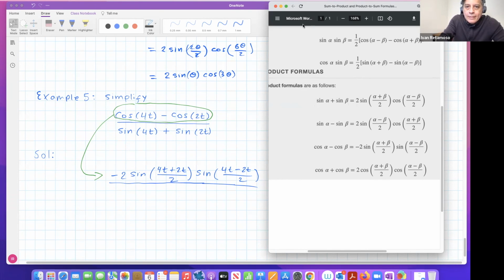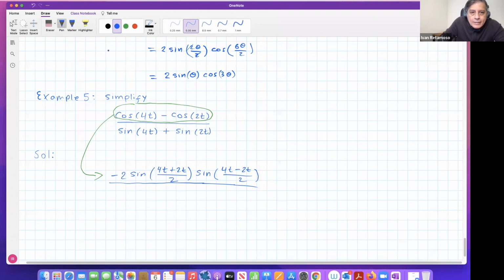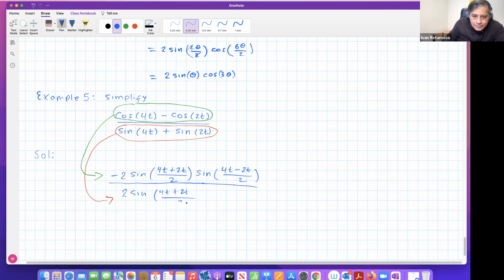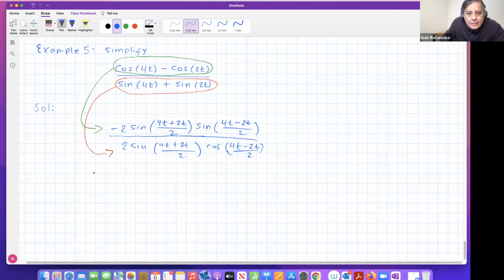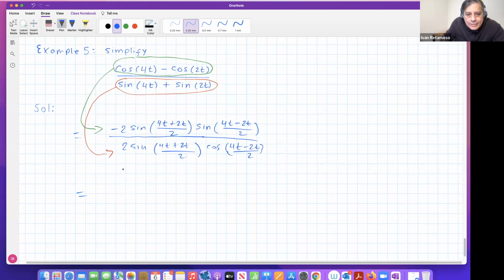beta over 2. So let's use the first formula. Following the first formula, this guy becomes this: 2 times sine of alpha plus beta over 2 multiplied by cosine of alpha minus beta over 2. Okay, very good. All right. Now, this becomes then, after canceling these two, minus 1.